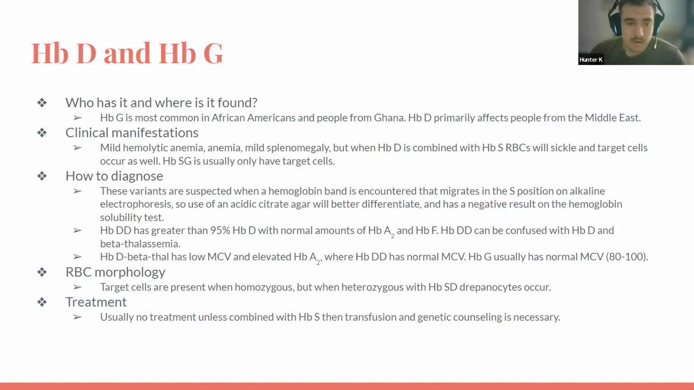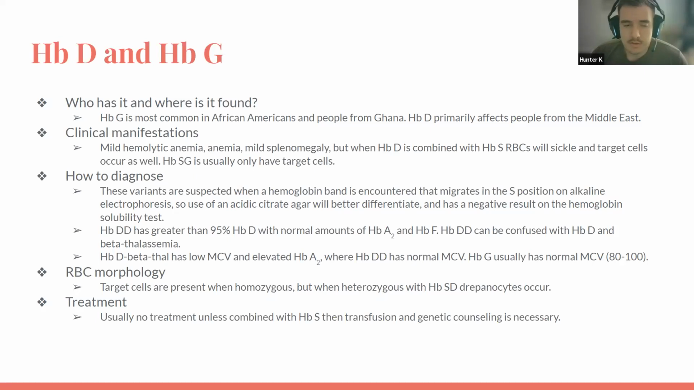HbD and HbG can be separated from HbS on a citrate agar at a pH of 6. These variants should also be suspected when a hemoglobin band is encountered that migrates in the S position on alkaline electrophoresis and also has a negative hemoglobin solubility test. In the homozygous state, there's greater than 95% HbD with normal amounts of HbA2 and HbF.